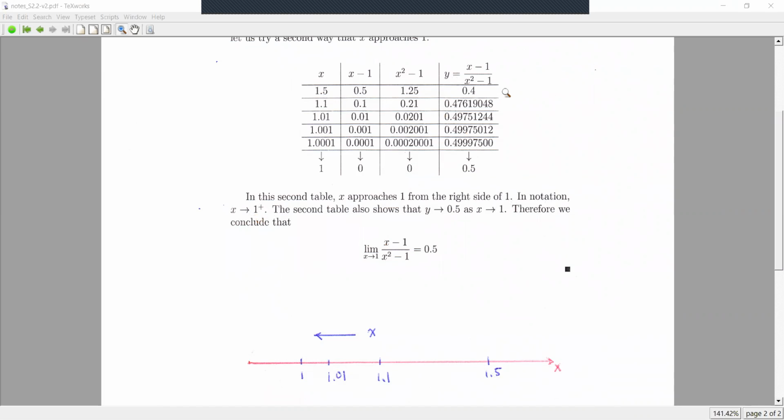The last column of the table also shows that the value of the dependent variable y, or the value of the function, still approaches the same number, 0.5. So the first table and the second table together, we tend to conclude that the limit of the function as x approaches 1, no matter how x approaches 1, the function approaches the same number, 0.5. So the limit is 0.5.